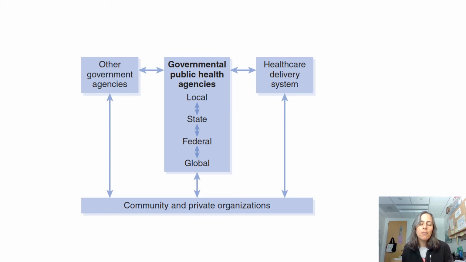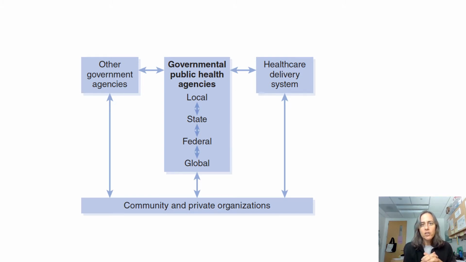So when we think about all the different institutions that are involved in public health, it's a myriad, it's a ton. So at the governmental level, we have local, state, federal, and then kind of global organizations. But of course, our healthcare system is deeply involved in public health through prevention and screening measures. So there's a lot of crossover and overlap there.